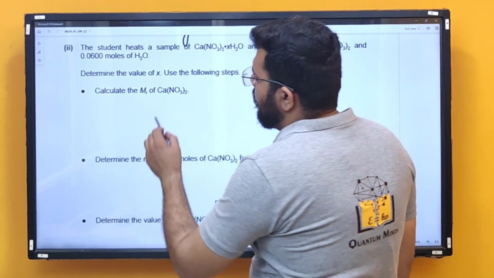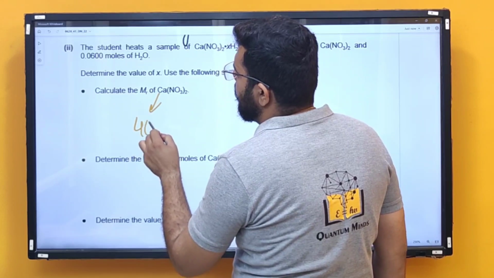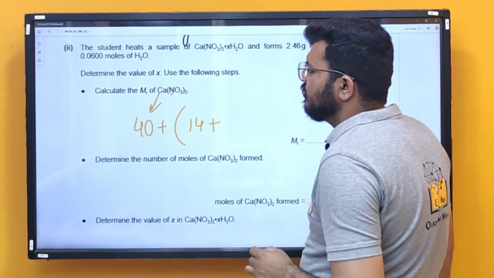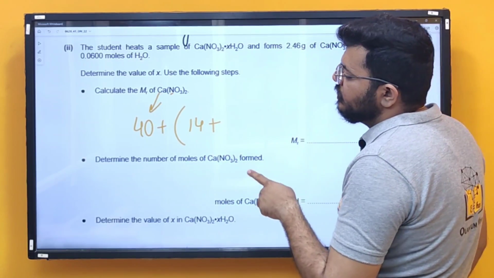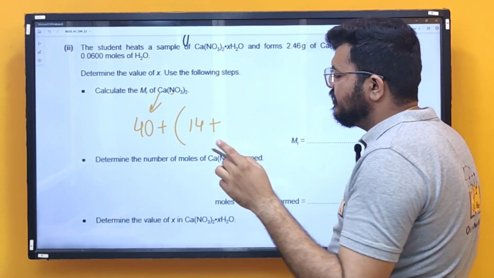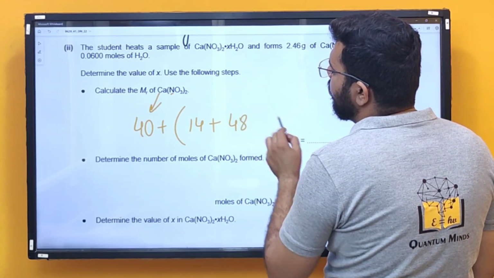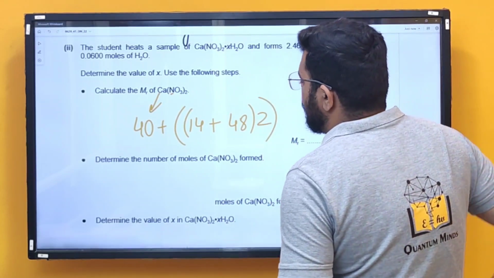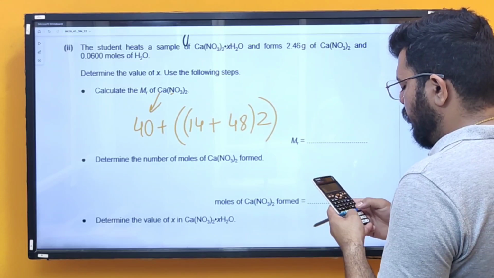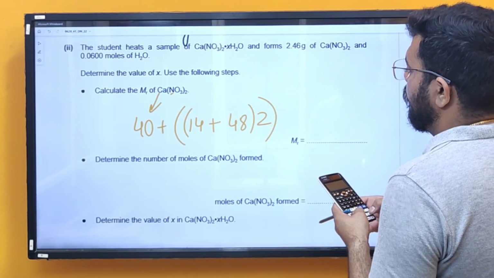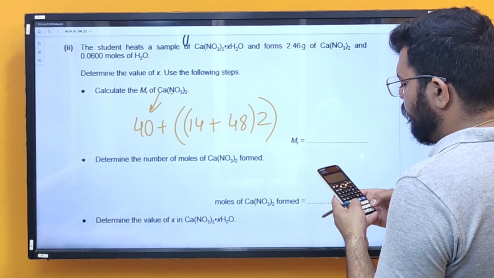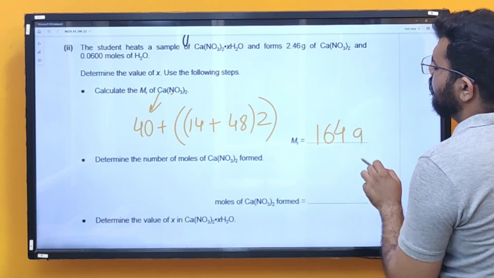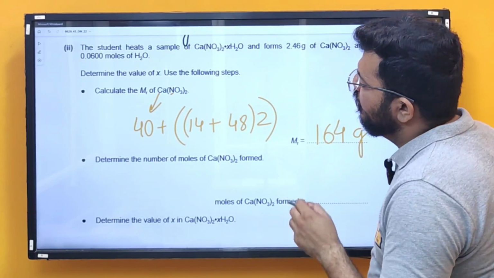Calculate the Mr. Ar of calcium is 40. Ar of nitrogen is 14. Ar of oxygen, 16, O3, 16 threes are 48, right? All of this multiplied by 2 because NO3 twice. Let's find out what it is. 14 plus 48 gives you 62 into 2 gives you 124 plus 40 gives you 164. So the Mr is 164 gram. Include units here because they have not.